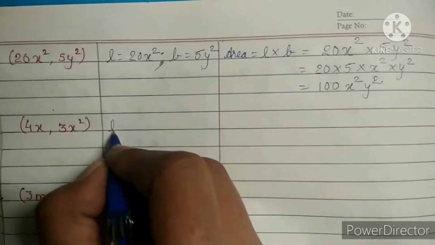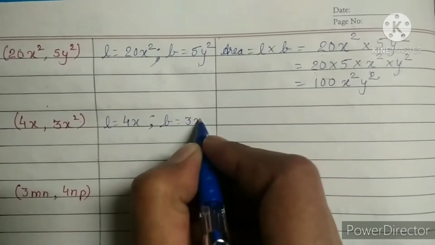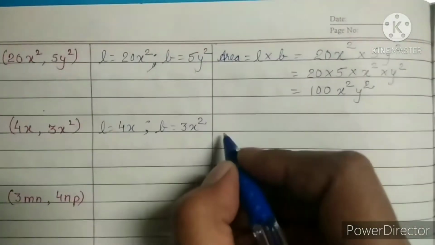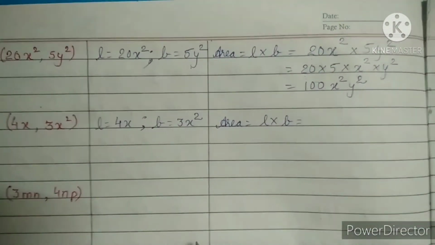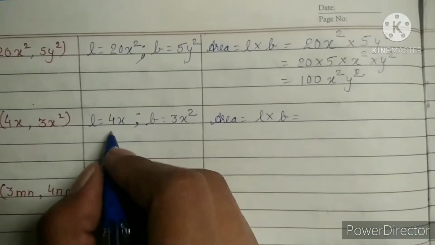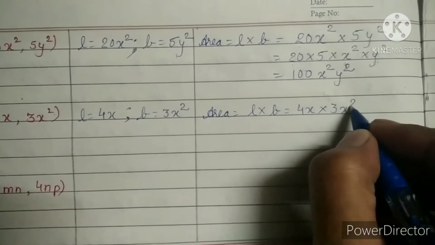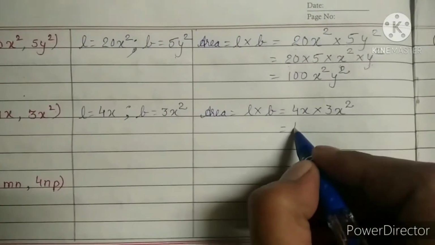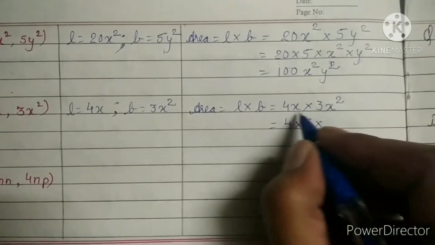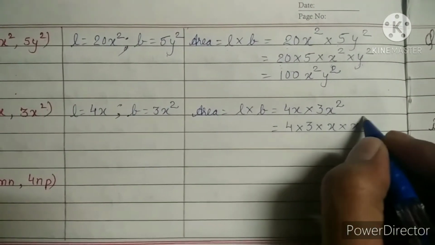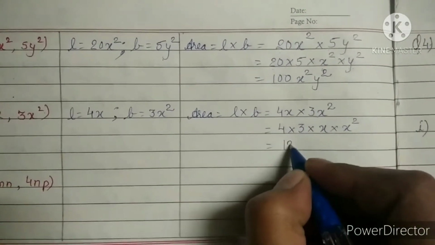Next one, 4x and 3x square. So 4x is the length and the breadth is 3x square. So area is length into breadth. Length is represented by 4x and breadth is represented by 3x square. So the numerical coefficients will multiply each other and the variables will multiply each other. Now 4 into 3 is 12.